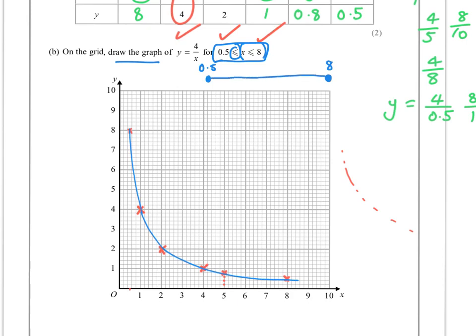X is between 0.5 and 8, and it can be both of them. So when you're plotting this, don't try and go up here, even though you've got a sense it will go up this way, and this one will go this way. I wouldn't necessarily plot those, because you may make an error. So just stick to the bounds. That's what it's called, the bounds of what the question is asking. So let's have a look at the next one.